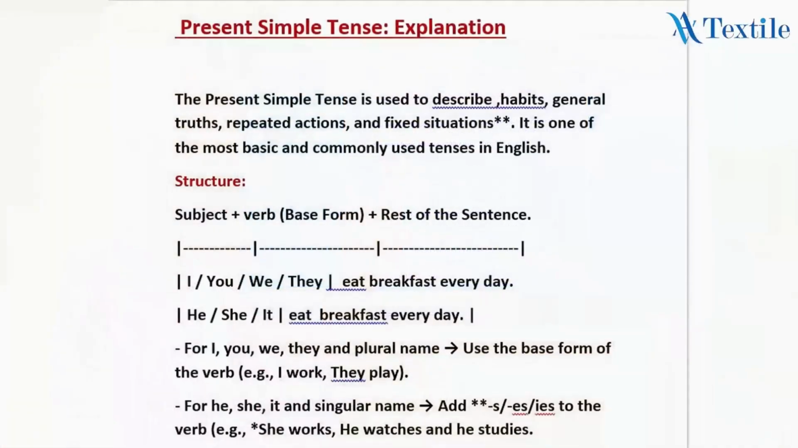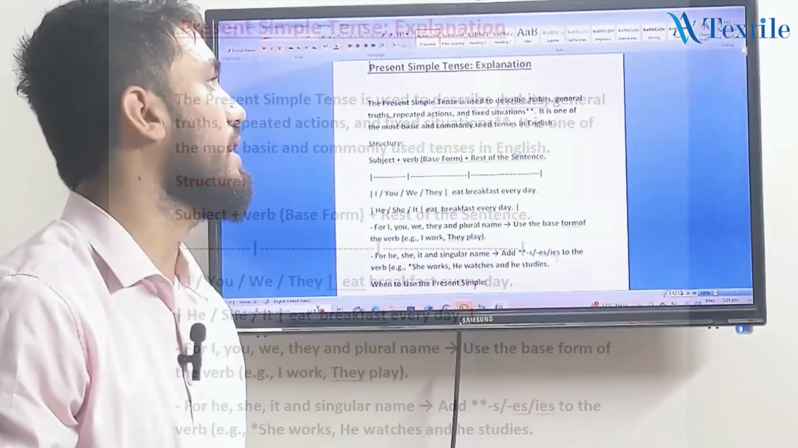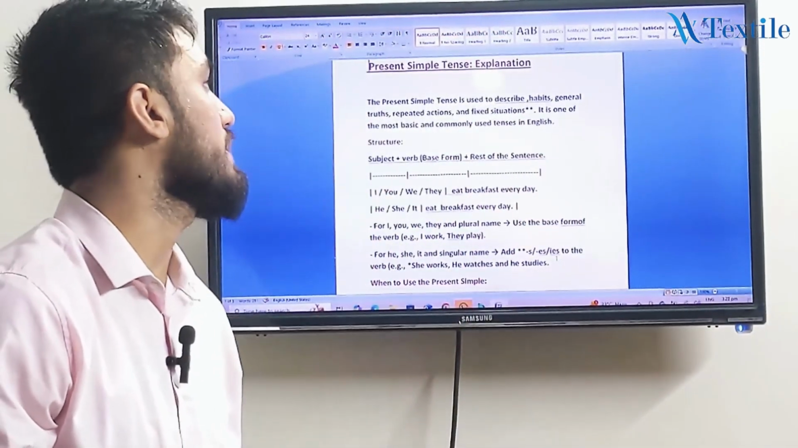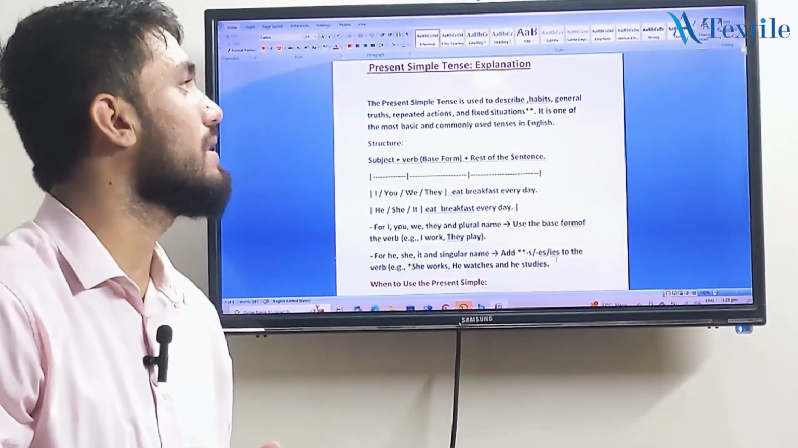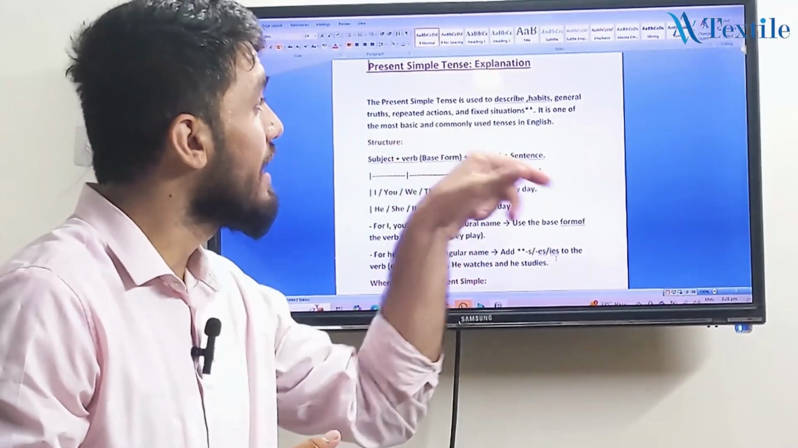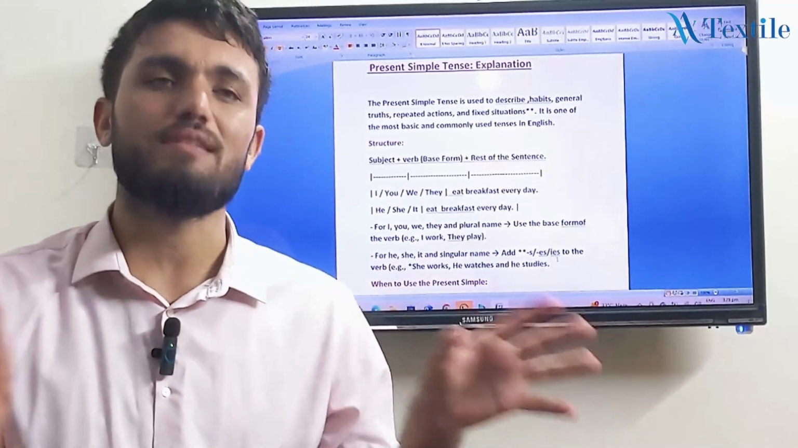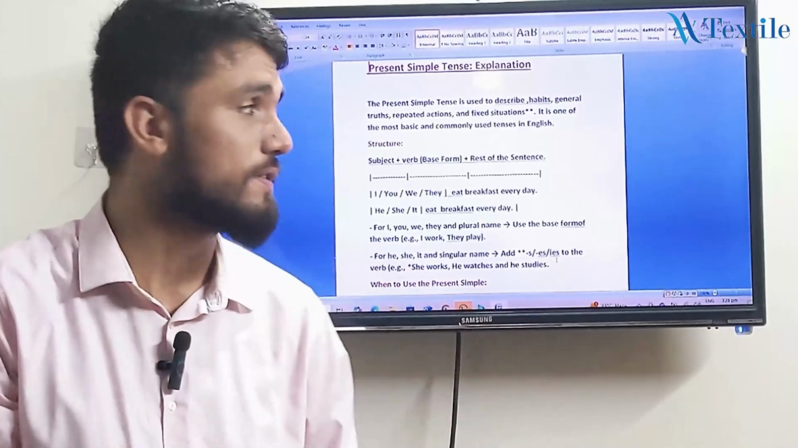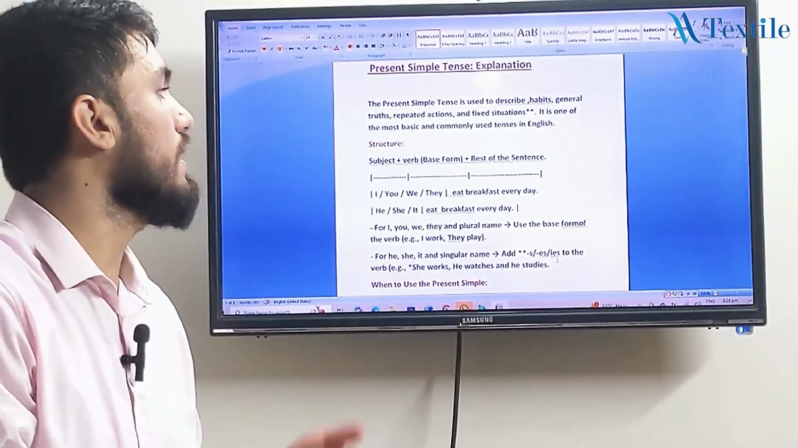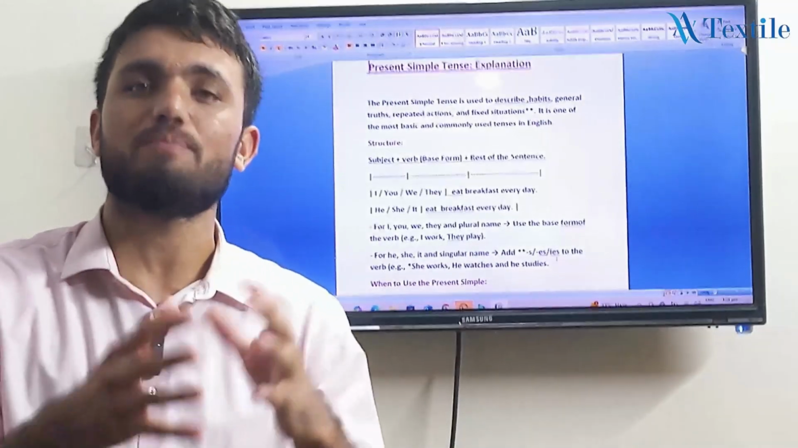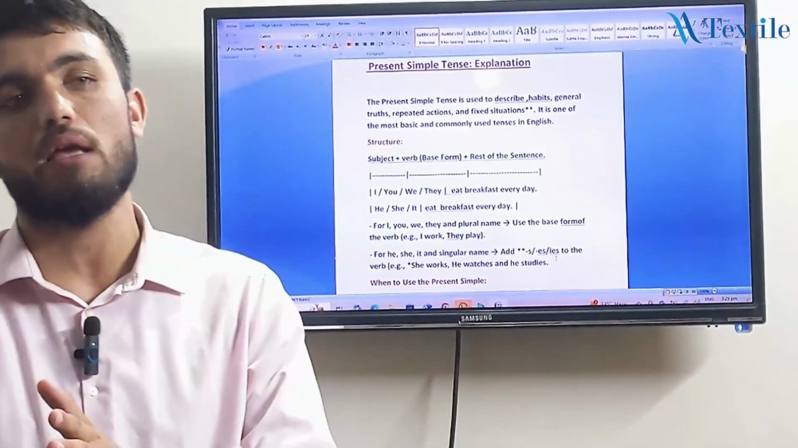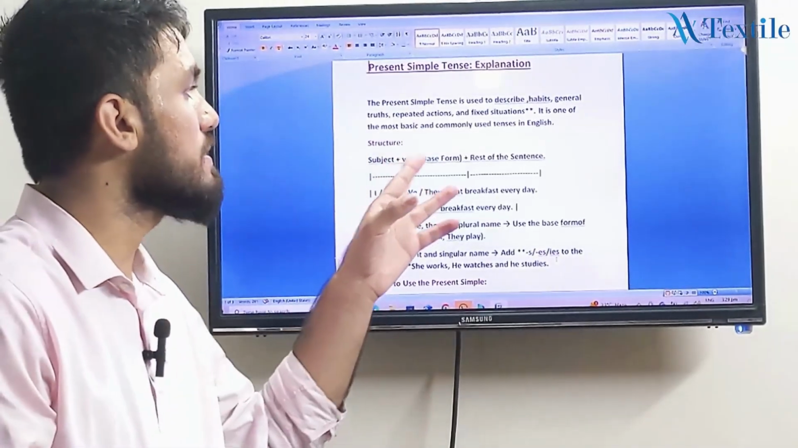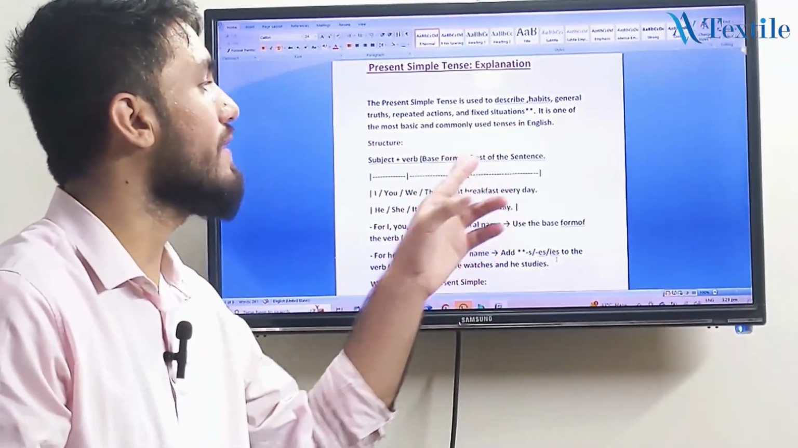The present simple tense is used to describe habits, general truths, repeated actions, and fixed situations. It is one of the most basic and commonly used tenses in English. It means we use this tense on a daily basis. The structure of it is: subject, which is a doer like I, we, you, they, and any noun, plus the base form of the verb, plus the rest of the sentence.